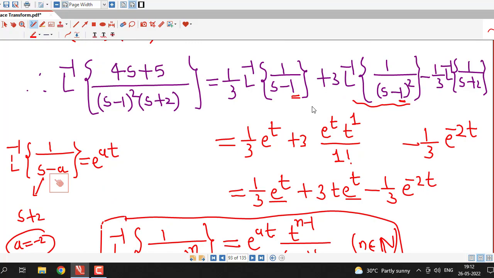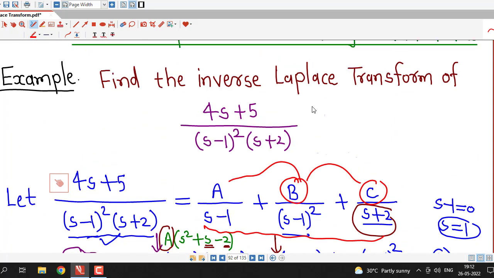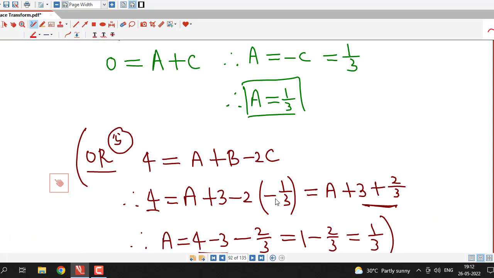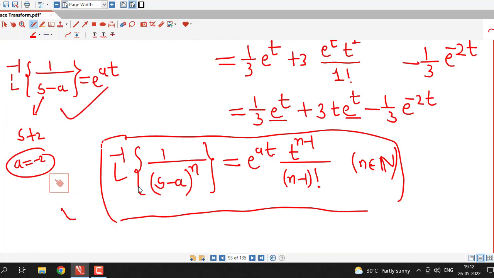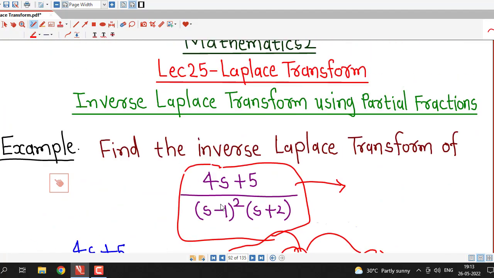So in this way we can use the method of partial fractions to find the inverse Laplace transform of this type of proper rational functions. All we have to do is express our proper rational function in terms of partial fractions, and we have ready-made formulas for the inverse Laplace transform of this type of functions. So we are using those formulas. So I stop here. I hope you like this lecture. Thank you very much.